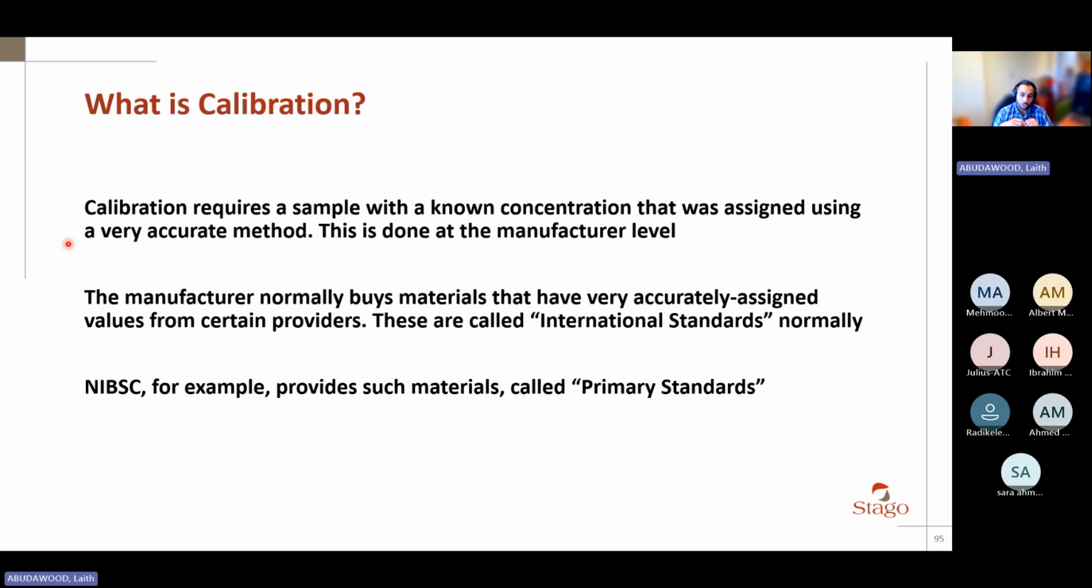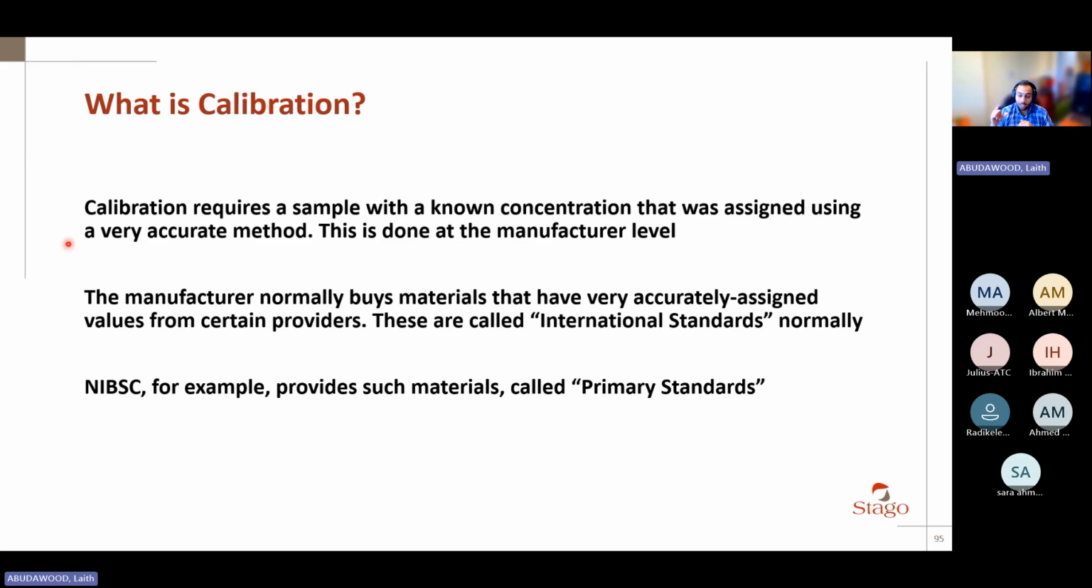Okay, usually these international standards are sold to an entire country where there are national calibration labs, or they are sold to manufacturers like Stago, for example. So Stago can go to NIBSC. I'm a manufacturer of coagulation testing, for example. I want an international standard for factor 8. They tell you, okay, here is a vial of factor 8 that is assigned a factor 8 concentration of 90.334%. It will be very, very accurate.